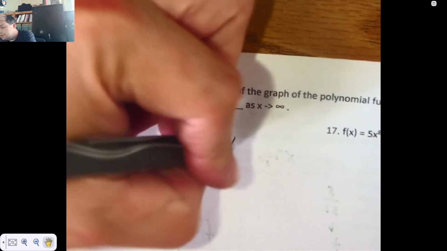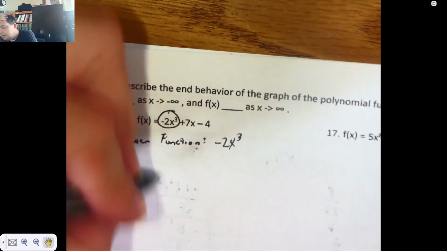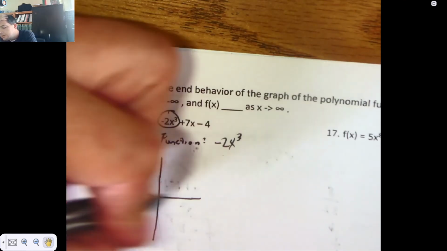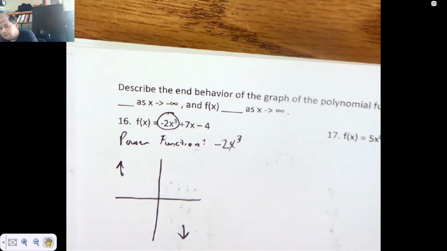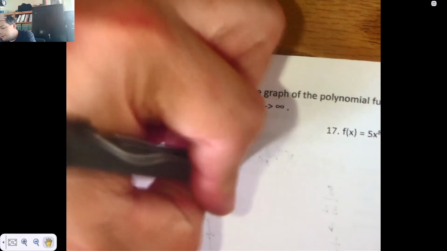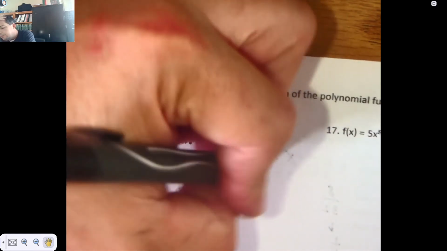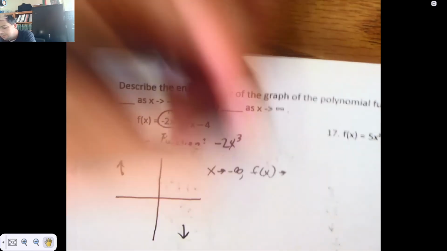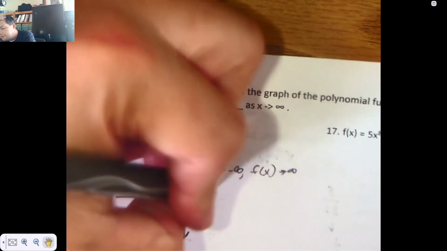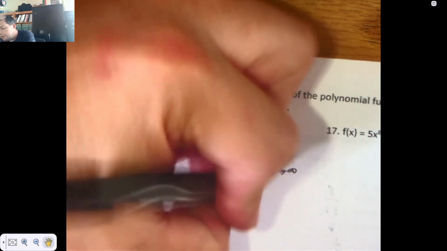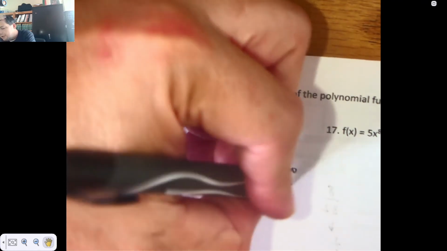It's negative 2x cubed. And negative 2x cubed is going to start its day high. It's going to end its day low. So what happens is, as x approaches negative infinity, f of x approaches positive infinity. And vice versa, as x approaches infinity, f of x approaches negative infinity.